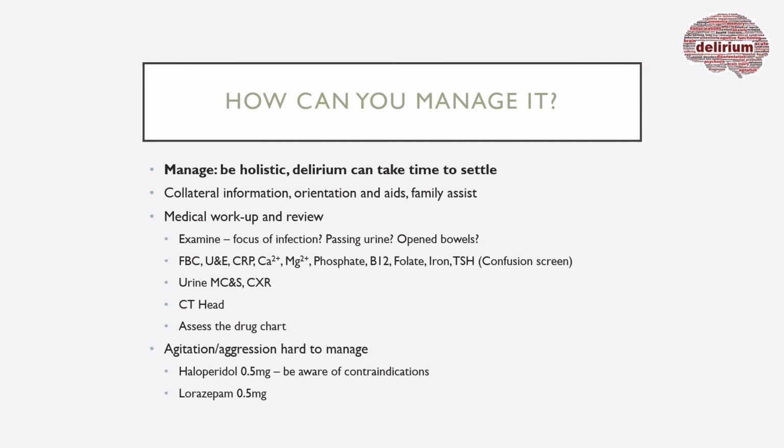If things are still quite difficult to manage, especially in hyperactive delirium, such as agitation, aggression, patients not being adherent, and it's very difficult to take bloods or do cannulas, then you can go for medical measures. So these include haloperidol and lorazepam. Haloperidol is typically first line, but be aware of contraindications such as Parkinson's disease and Lewy body dementia. Lorazepam is the alternative.